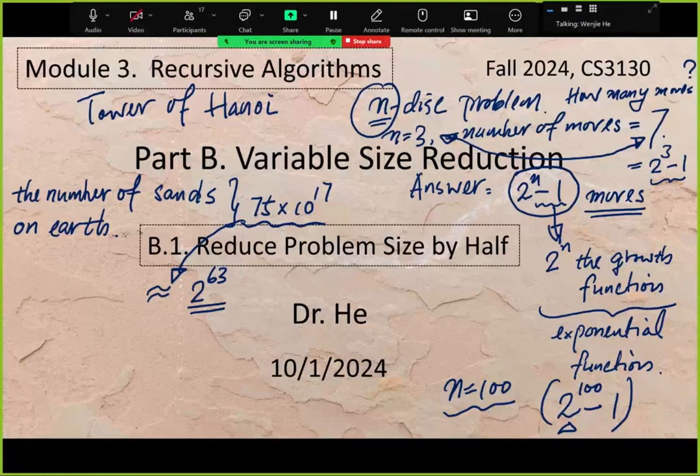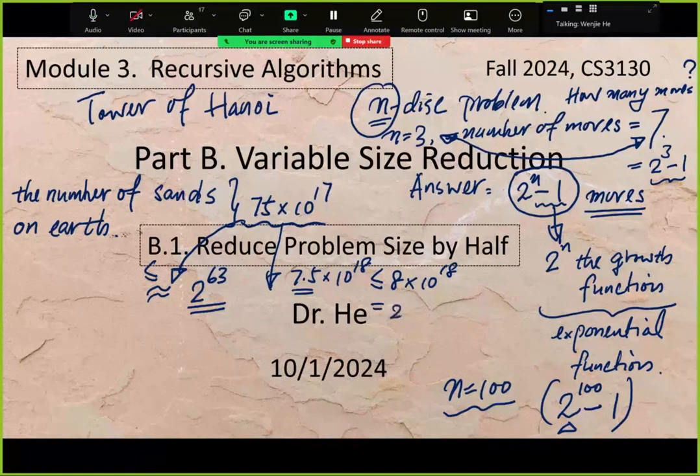Actually, here I increased that number, because I can write it as 7.5 times 10 to the 18, right? 7.5, I use 8 to replace it, so then 10 to the 18. 8 is 2 to the 3rd, right? 10 to the 18 is 1,000 to the 6th, right? We know 1,000 is approximately equal to 2 to the 10th.